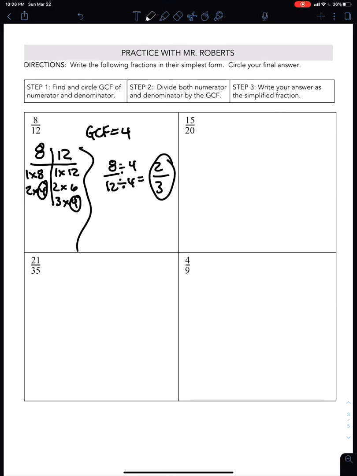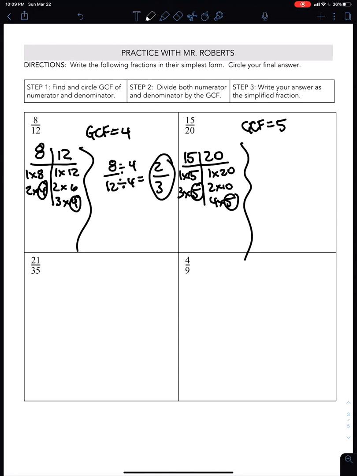All right, so we have 15/20. And we do 1 times 15, 3 times 5. For 20, 1 times 20, 2 times 10, and 4 times 5. My greatest common factor is going to be 5, GCF. And now I can divide 15/20 by 5. And I get 3/4. Make sure I circle my answer. You should be doing these on a separate sheet of paper. I forgot to mention that already, but I think you know, as from yesterday.